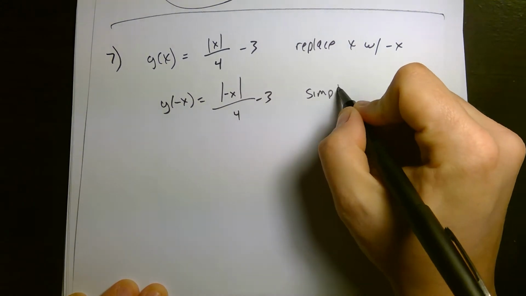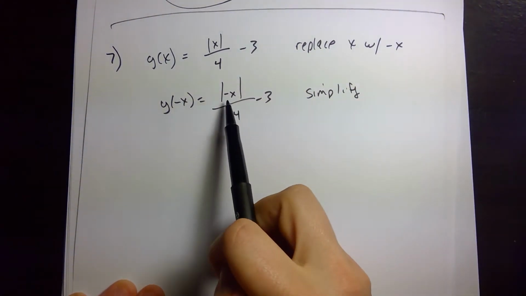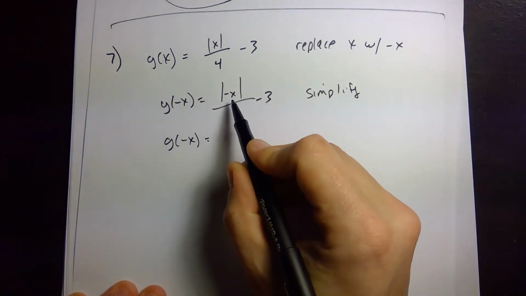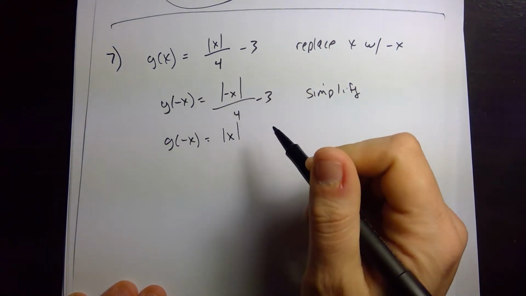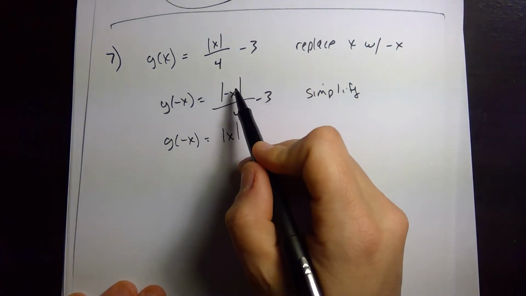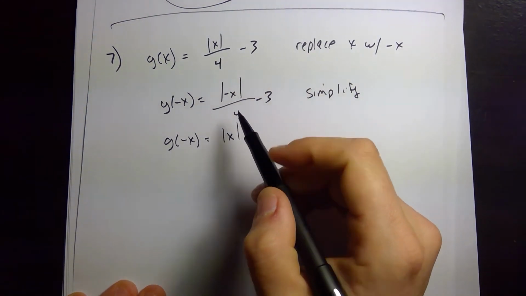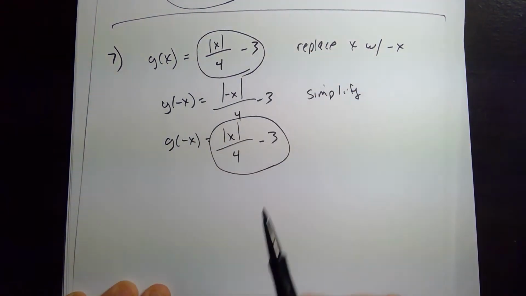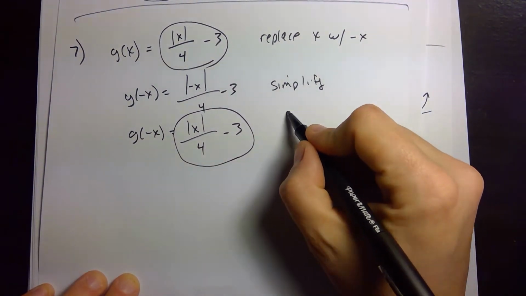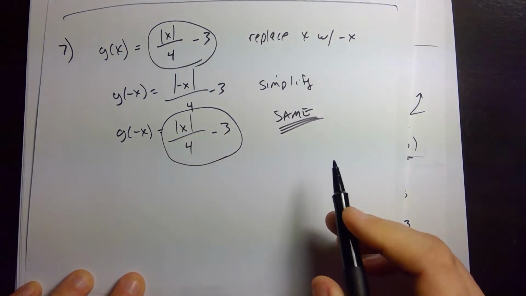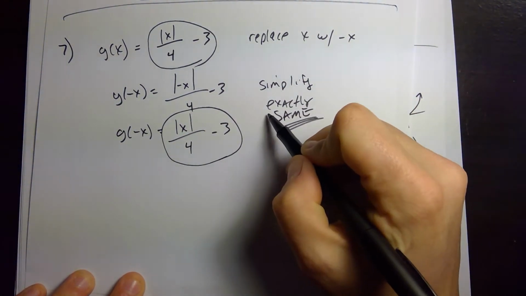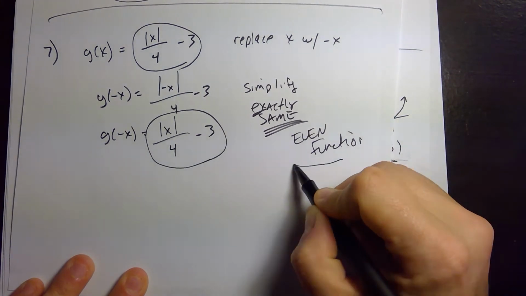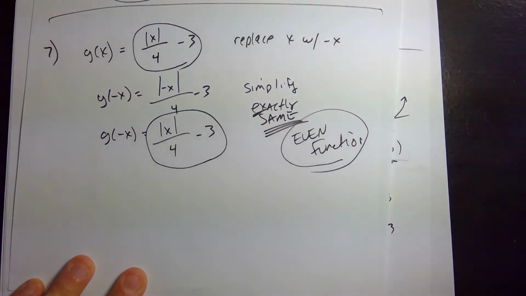And then, of course, I want to simplify. And so we know that when we take the absolute value of a negative number, it's positive. The absolute value of -x is actually the absolute value of x. Same exact number. And that's going to be over 4, and that's going to be -3. And so here's where I ended. Here's where I began. They are exactly the same. So we're going to put, hey, guess what? They're the same. Maybe we even write exactly the same. Because of that, we know this is an even function. And that's my answer. And now I'm done with this particular problem.